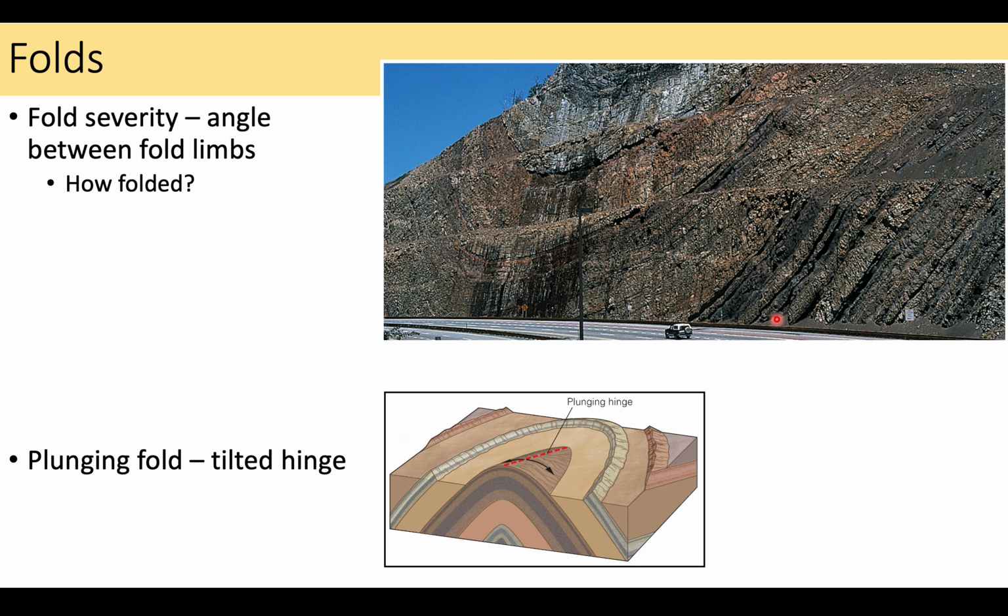With a fold, we generally will report on the severity of the angle. So like how folded is the fold? Is it a really, really broad sloping fold, or is it totally folded and squished together? We can also determine, is it a plunging fold? So is the hinge of the fold plunging, or is the hinge still parallel to the surface of the earth?